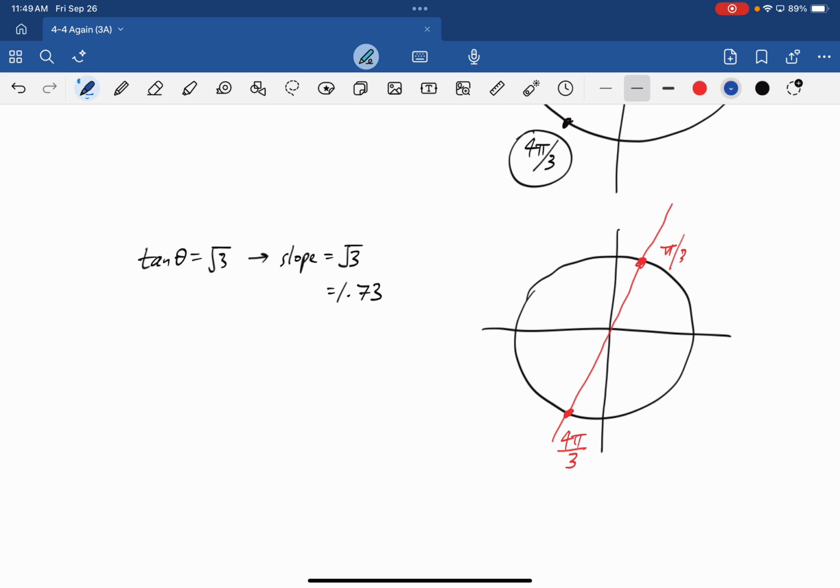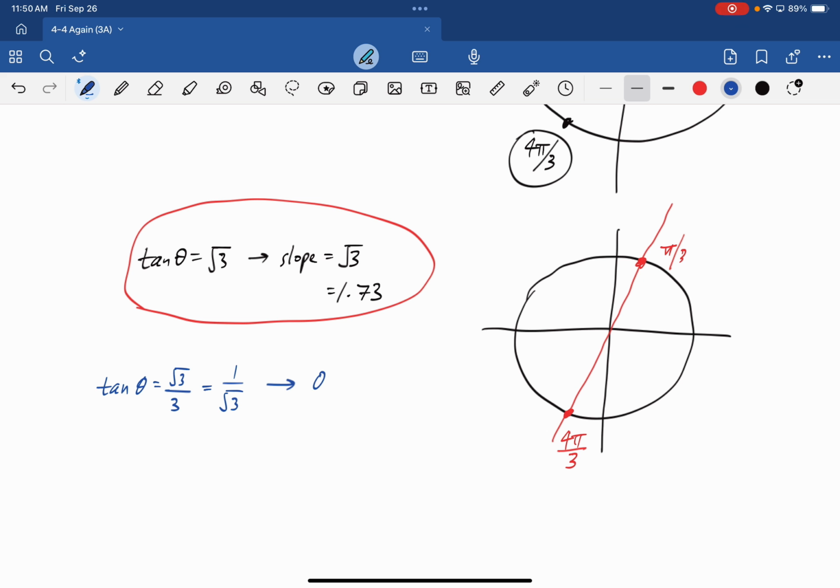On the other hand, if we had tangent equals root 3 over 3, what is root 3 over 3? Anybody? 0.567. Good. 0.58 slope. And that's shallower than 1, right? So we would draw the line like this instead, which would give us pi over 6 and 7 pi over 6.